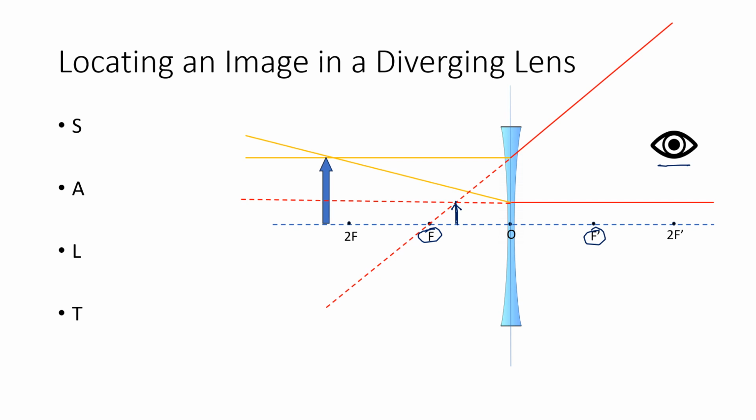So the size of the image is definitely going to be smaller than the object. The attitude is the same, so upright. The location is closer than the original object, and the type is definitely virtual. Our brain is doing the work of finding that image.